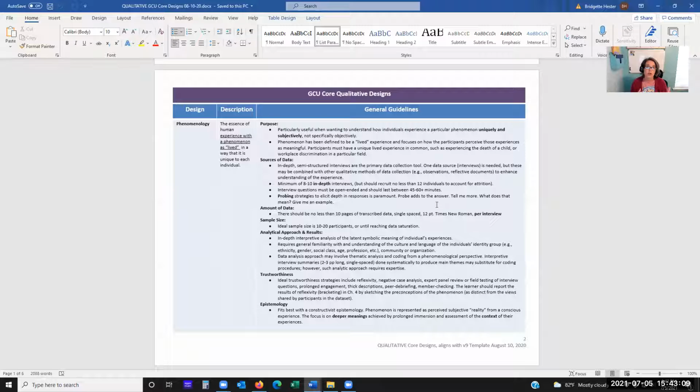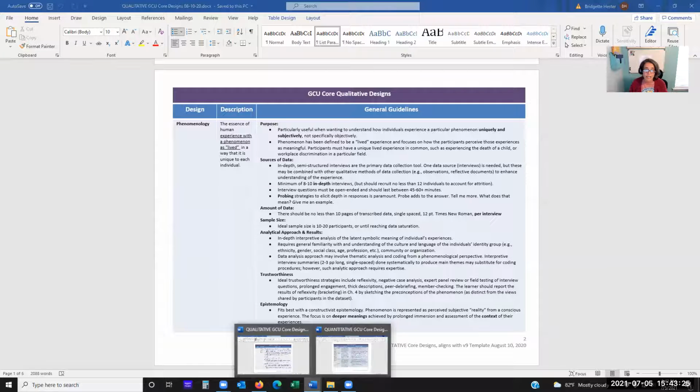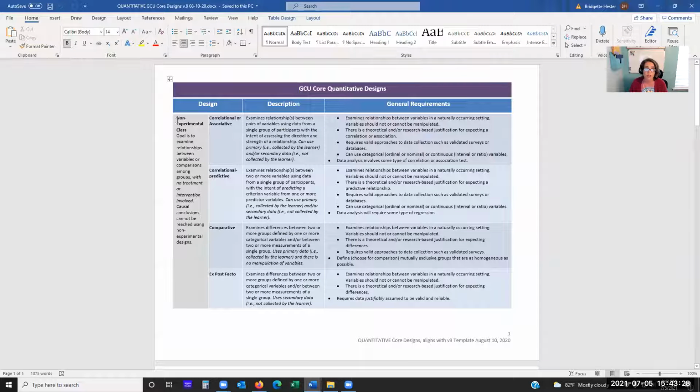If you end up going to a residency prior to getting your committee, the residency professor can help you narrow down what design is best. And then as far as quantitatives go, you have your non-experimental class of designs like correlational predictive, like does a good night's rest predict higher GPA? Okay, I mean, that's what we mean when we say predictive.